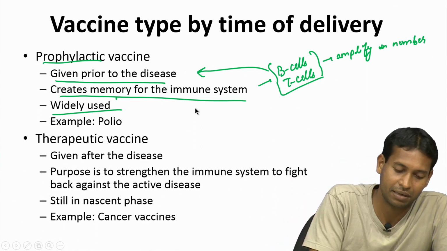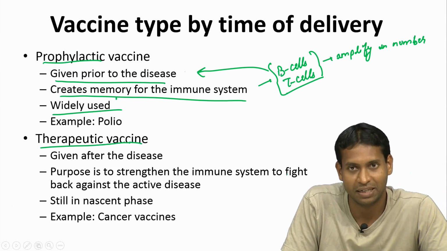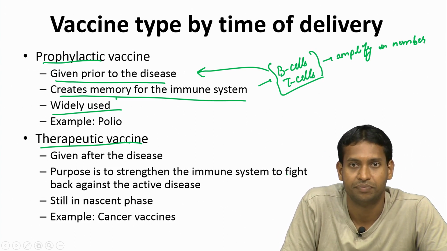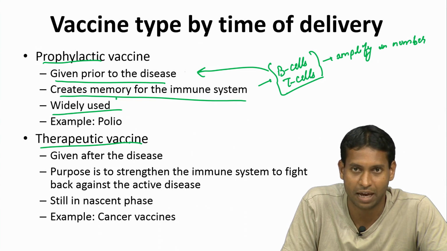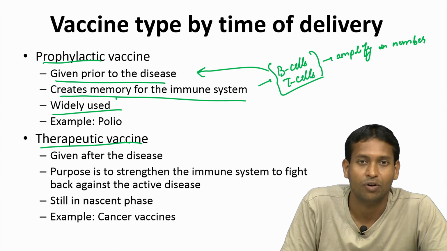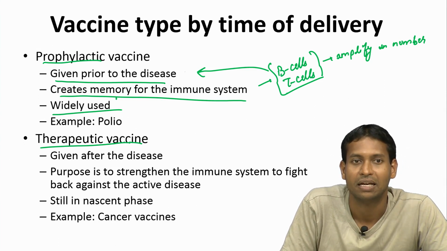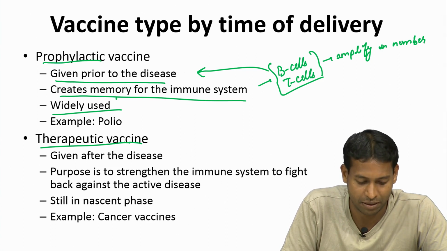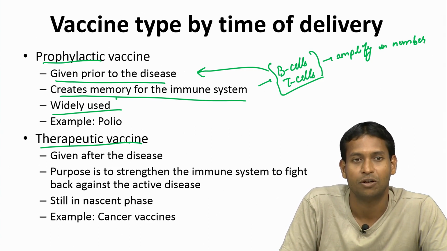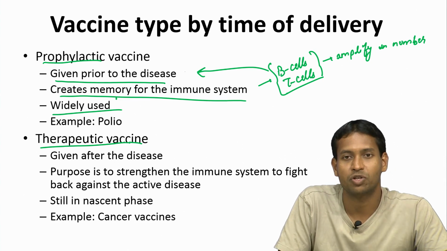And then the other is a therapeutic vaccine. You may or may not be aware of this, but this is given after the disease has happened. Maybe the disease is fairly diverse and we do not know what type of vaccine to give. Let us take cancer, for example. We do not know what type of cancer will happen. It is a mutation of your own cell, and you cannot really immunize against your own cell. You then give these vaccines, and the purpose is to strengthen the immune system to fight against the active disease. So, the body is already fighting against the disease, but you are now strengthening it further.